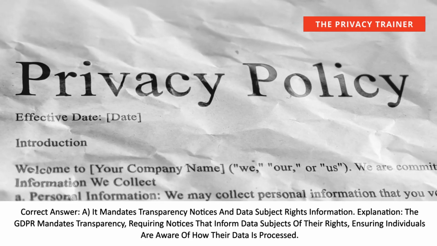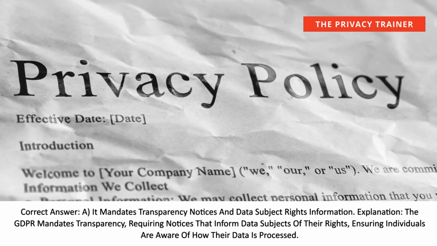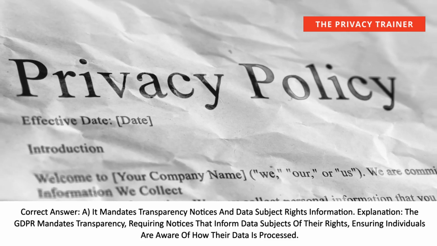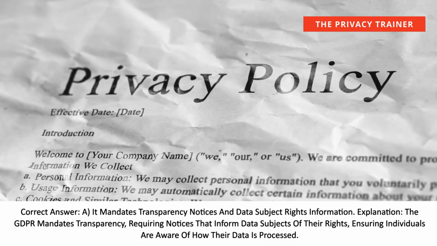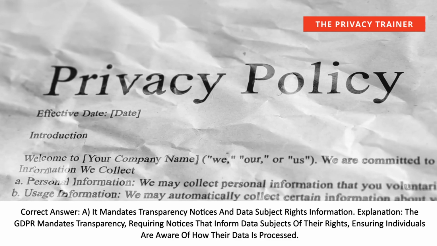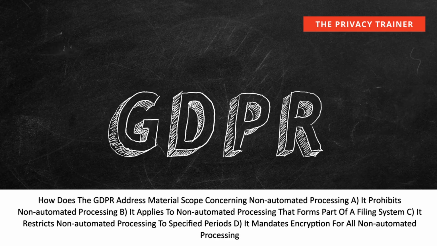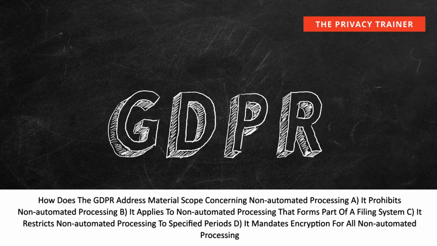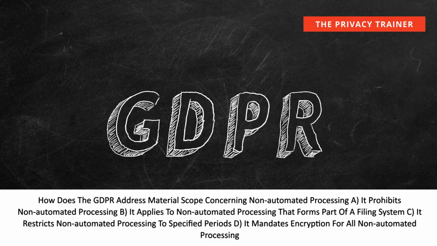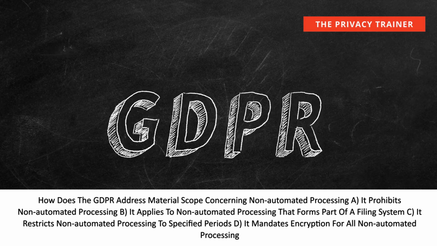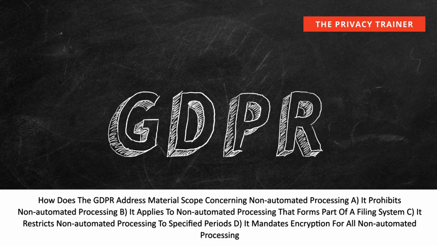Explanation: the GDPR mandates transparency, requiring notices that inform data subjects of their rights, ensuring individuals are aware of how the data is processed. How does the GDPR address material scope concerning non-automated processing? A. It prohibits non-automated processing. B. It applies to non-automated processing that forms part of a filing system. C. It restricts non-automated processing to specified periods. D. It mandates encryption for all non-automated processing.